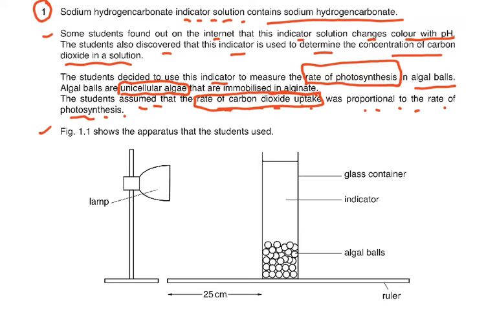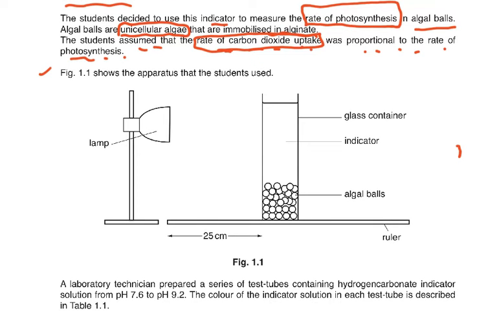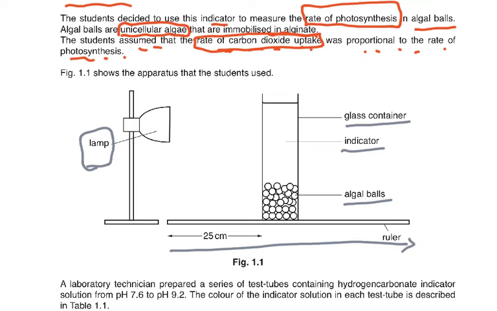Now let's look at the apparatus and think we are doing this in the lab. So as you look at the apparatus, it's got a lamp. Now we look at this lamp, and then we've got a glass container, and we've got an indicator, and we've got the algal balls, and then we've got a ruler, and at the moment this is the lamp, and this is 25 centimeter. So look at it very carefully.